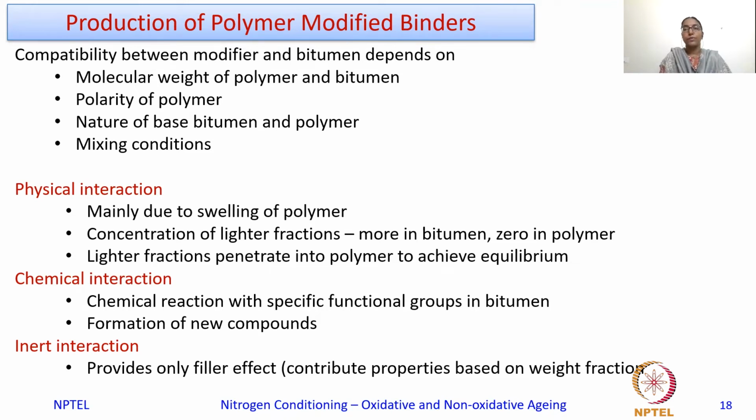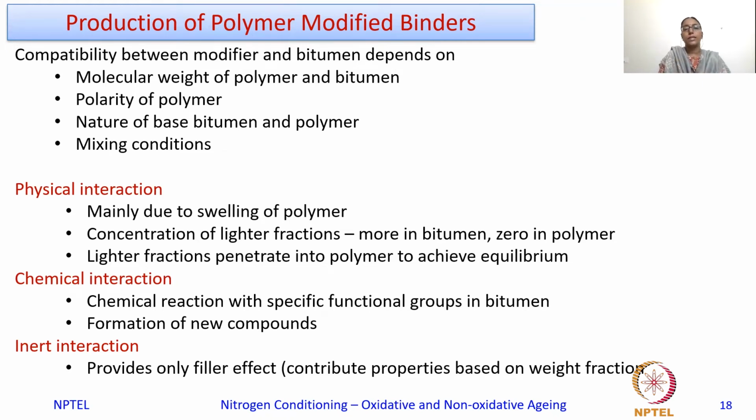When I say the nature of the base bitumen, your base bitumen also could be from different sources and different manufacturing processes, such as an air rectified base bitumen, or a component blended one. So based on the type of the base binder as well as the polymer that is used, the compatibility varies. Another important aspect is the mixing conditions of the polymer with the base bitumen. When you add a polymer to a base bitumen, there could be different types of interactions: a physical interaction, a chemical interaction, or an inert interaction.